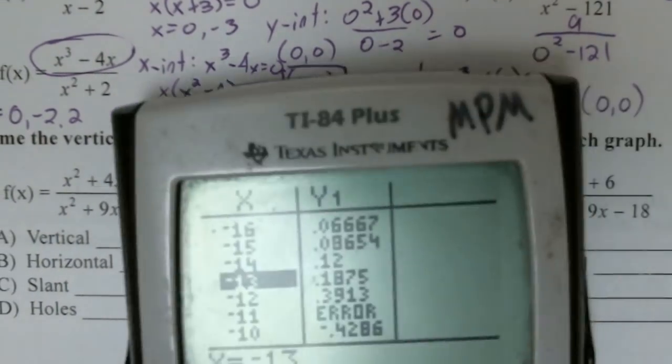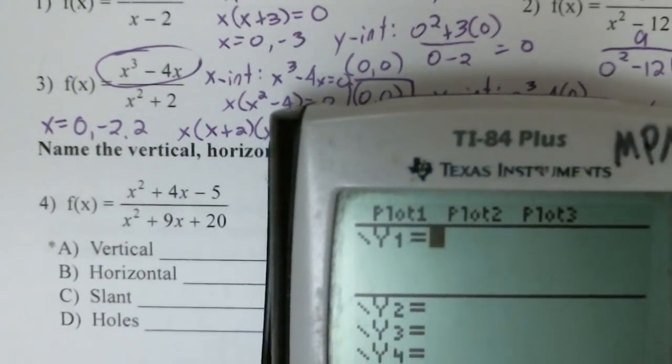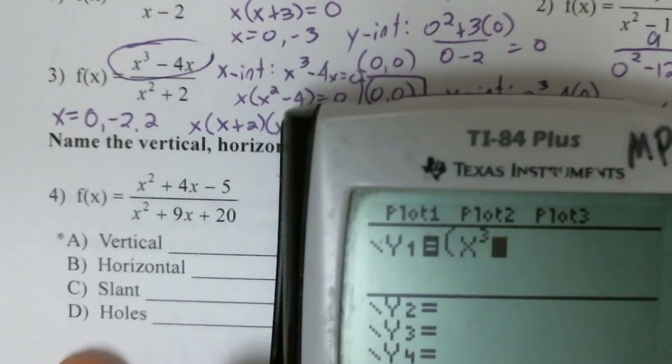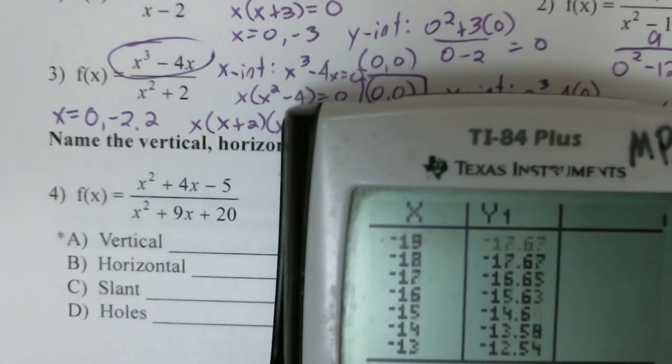Okay. If I go back to my table on this one, I just want to show you guys this real quick. Okay, parentheses x raised to the third minus 4x, parentheses divided by parentheses x squared plus 2. And let's go make sure I type that in right. Second table. Okay, so let's go back to 0.